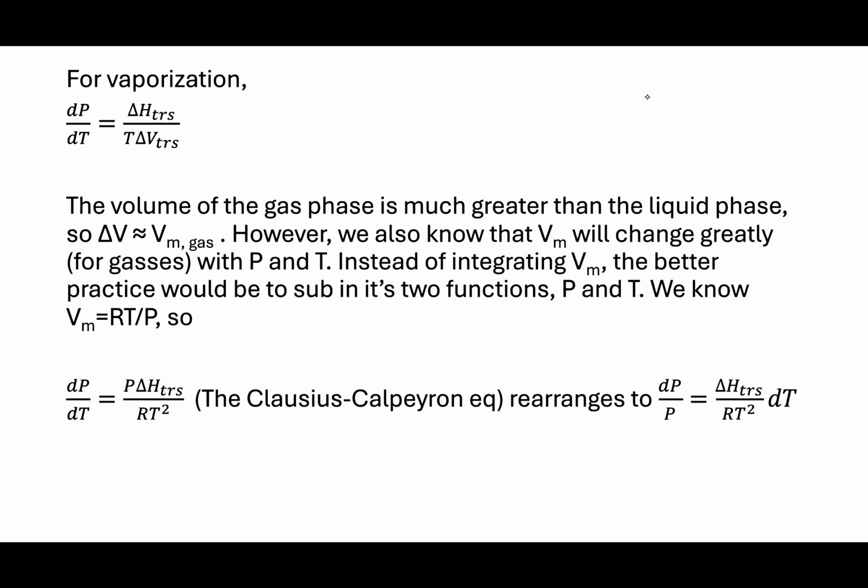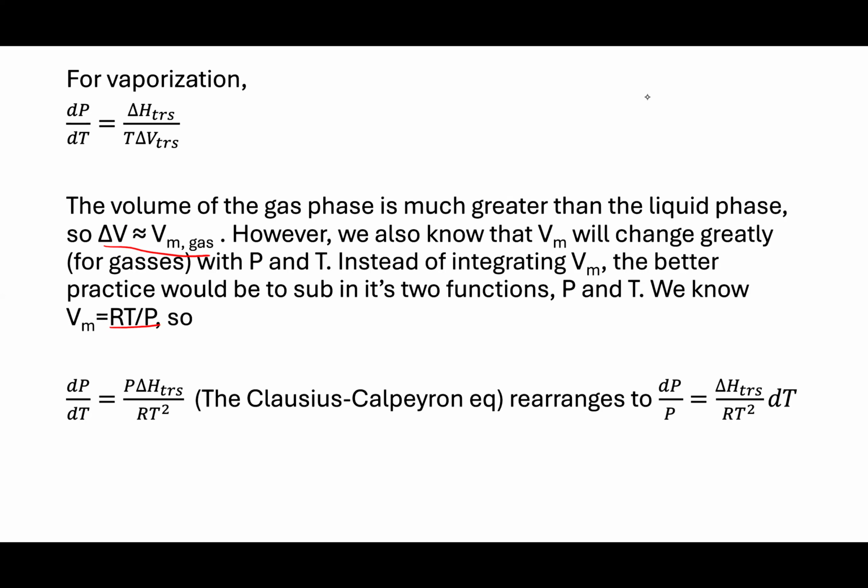So the volume of our gas phase is much greater than the liquid phase, generally speaking, assuming the pressure is not incredibly high. So our delta V is going to be approximately equal to the molar volume of the gas. But again, we know that our molar volume is going to change greatly with pressure and temperature. So instead of integrating the molar volume, which has much more variability, we're going to put it in terms of P and T. We know that molar volume is RT over P, so we plug this in for our molar volume.